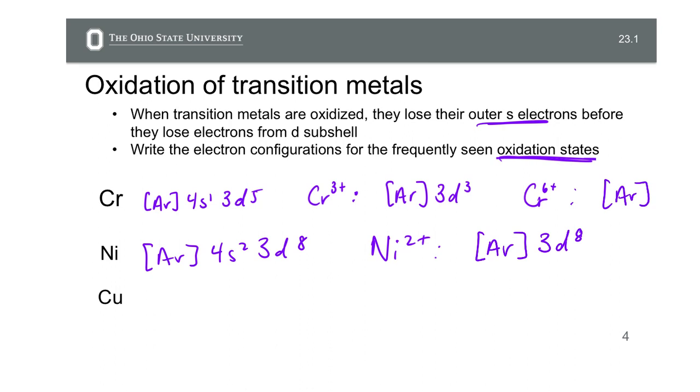Okay. With copper, we'll do one more example. The copper electron configuration is argon in brackets 4s1 3d10. Copper 2+ is a very common ion of copper. We lose 2 electrons in this case, 1 from the s, 1 from the d, and we'll get argon in brackets 3d9. So again, make sure you're able to do these electron configurations.